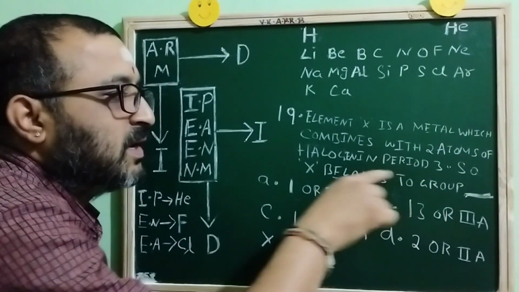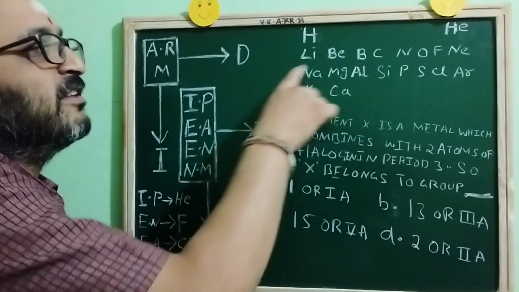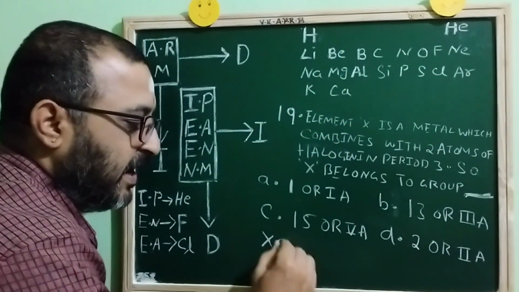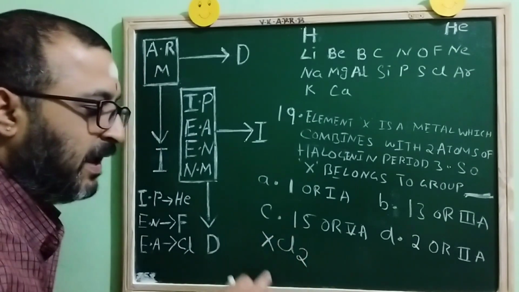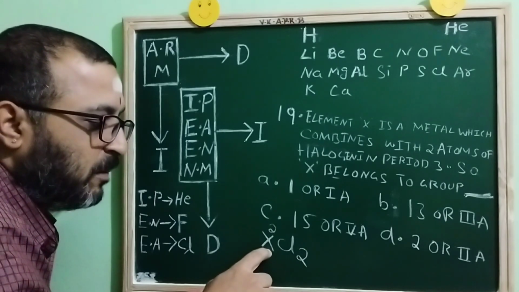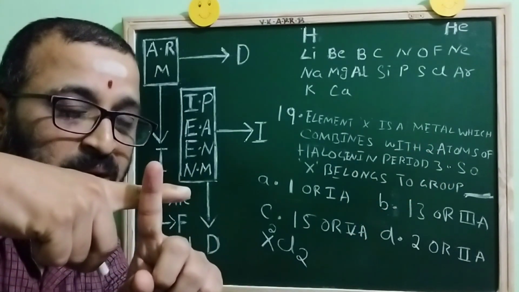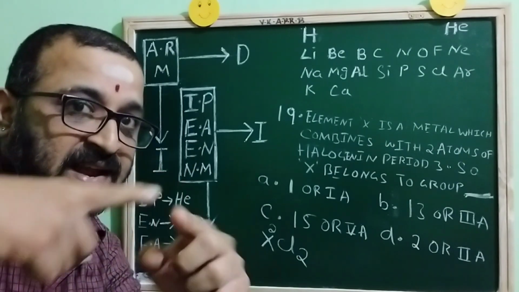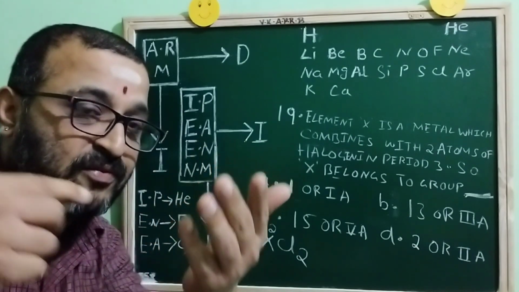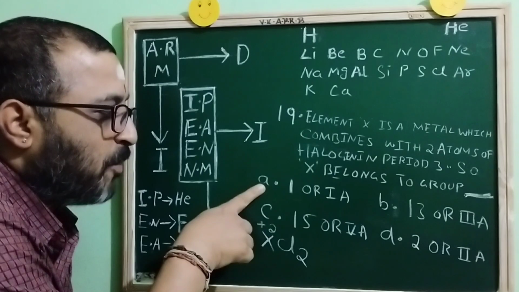It is combining with what? Halogen, which is present in period 3. Which is the halogen that is present in period 3? It is chlorine. So, the formula of the compound will be XCl2. When you cross it, the valency of this X will be 2. They have told that X is a metal. Children, we all know that the valencies of metals will be plus and non-metals will be minus, because plus indicates loss of electron. So plus 2.